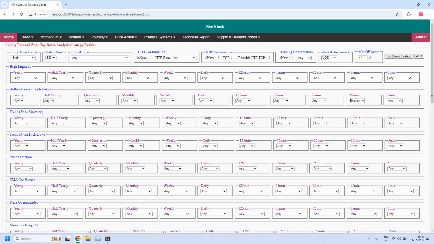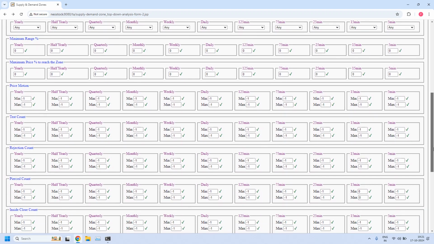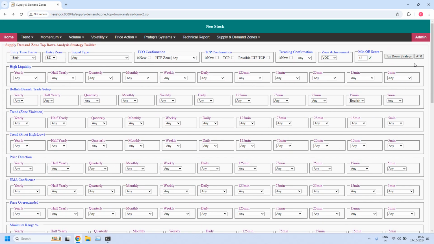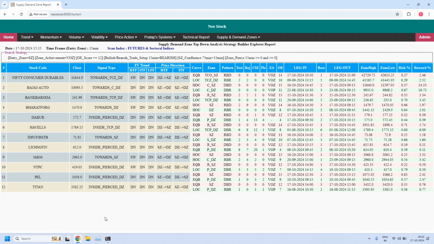That is 15 minute supply zone confluence with 75 minute supply zone. So in the supply zone confluence, I am enabling the filter 15 minute supply zone with 75 minute supply zone confluence. Now let's verify out of 16 how many, 12 stocks are filtered. All these 12 stocks, the 15 minute zones are part of the 75 minute zone.